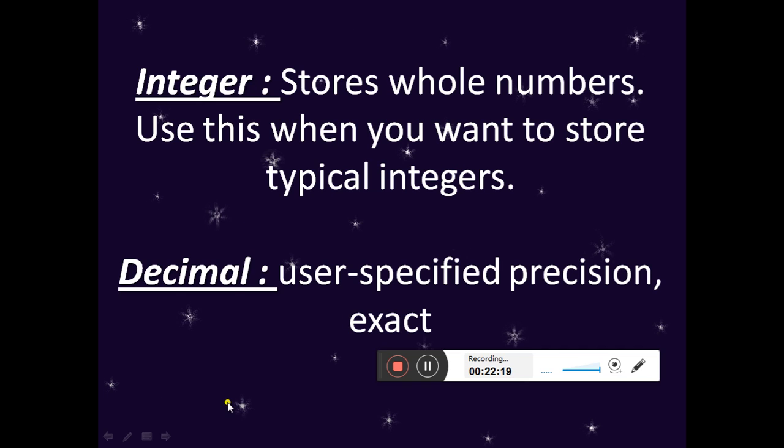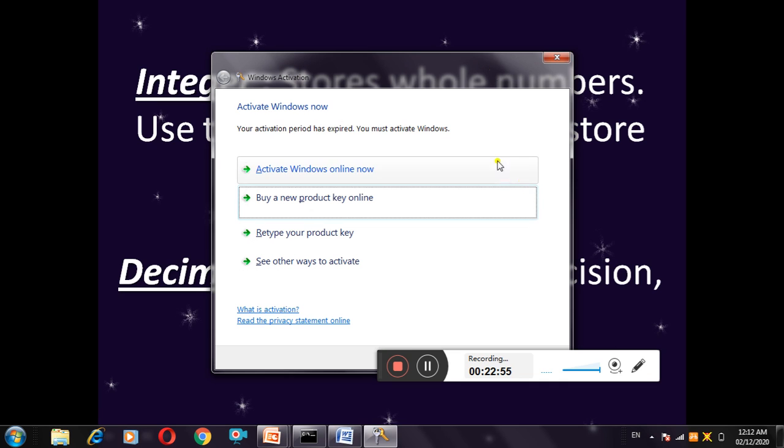Then the second one is decimal. Integer is for whole numbers, and decimal is used for decimal point values or fractional values. The user specifies the exact precision here. You just need to write the data type decimal. For example, to store the student percentage, you can use a decimal point value, correct? So there you can use the data type decimal, which is used to store floating point or decimal point values.